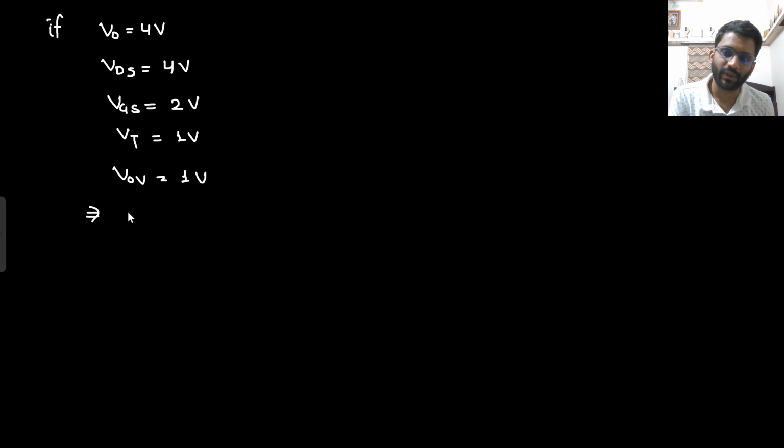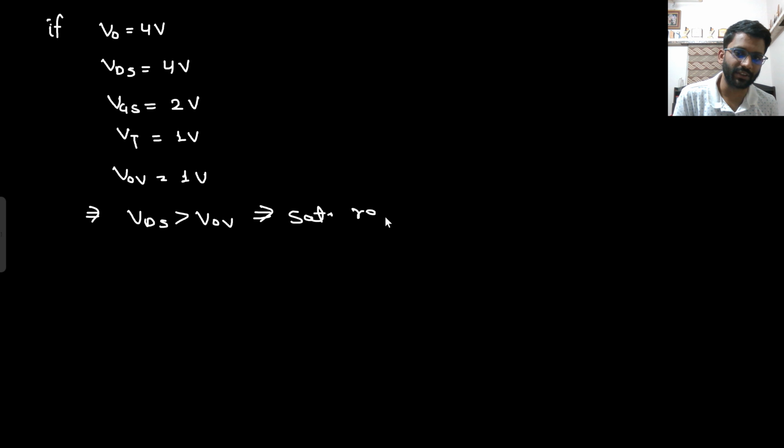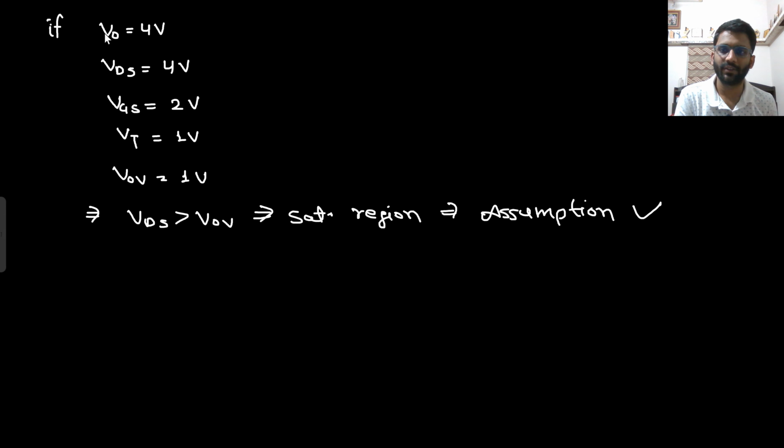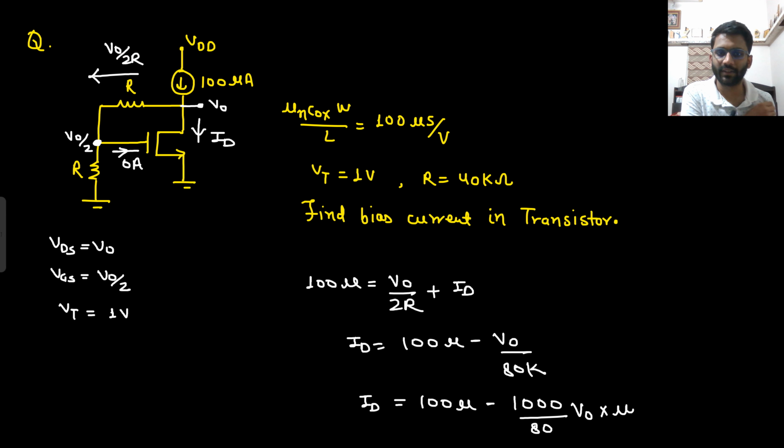So here, what is the condition? That your VDS is greater than V overdrive. That means it is in the saturation region only. Initially I thought it can be in linear, but it is in saturation region only. So the assumption is correct. And if the assumption is correct, V naught will be 4 volt. So this is the answer. What did they ask? They asked the value of V naught or ID, or to find the bias current. So V naught will be 4 volt.